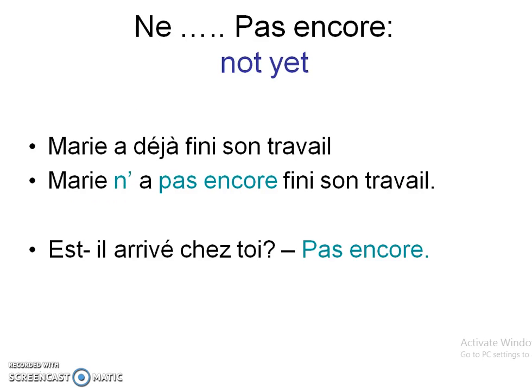Ne pas encore, which means not yet. Marie a déjà fini son travail. Marie has already finished her work. Marie has not yet finished her work. Not yet, which is pas encore, so ne before the conjugated verb and pas encore after the conjugated verb. Est-il arrivé chez toi? Has he arrived at your place? Not yet.